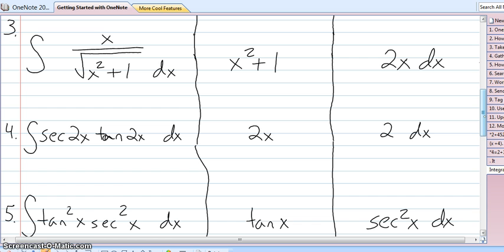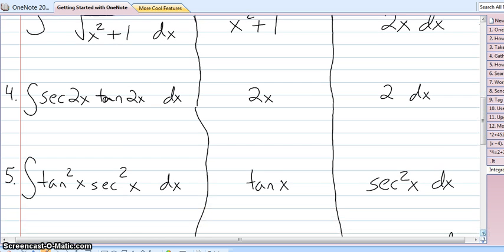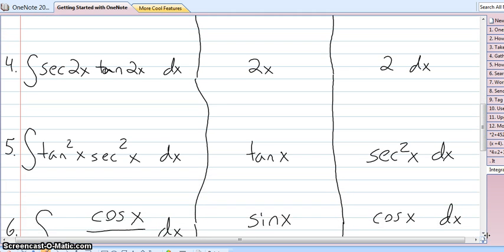And coming down to number 4, we have secant 2x tangent 2x. The inside would be 2x because it's inside both of these. So you have 2x, and the derivative of that is 2.